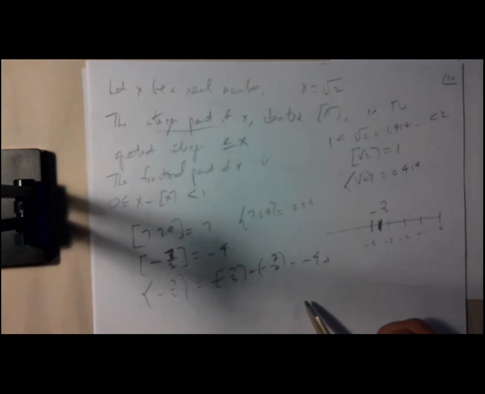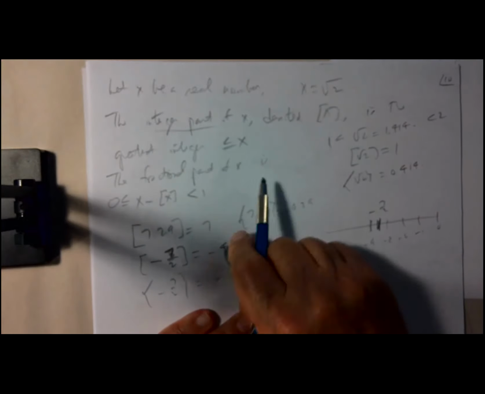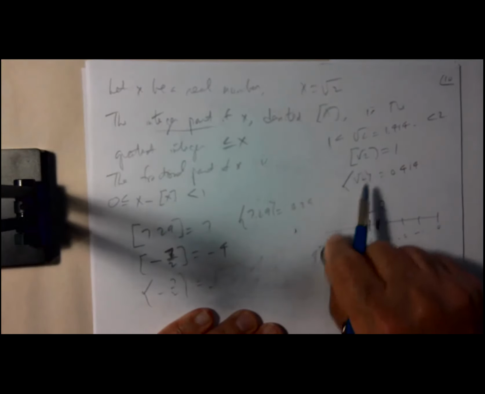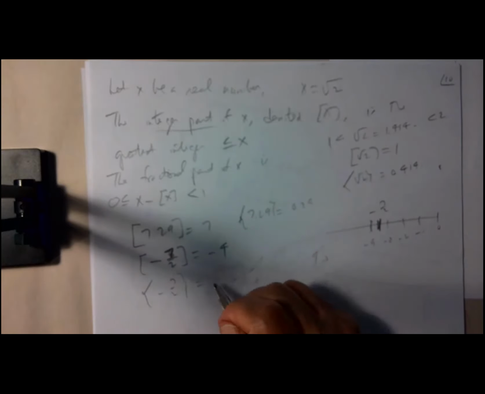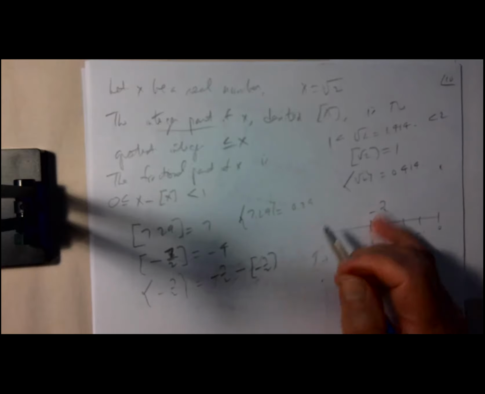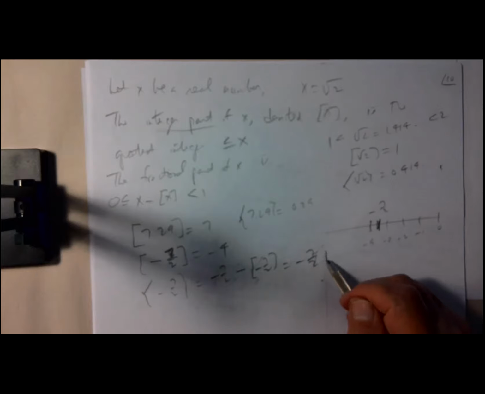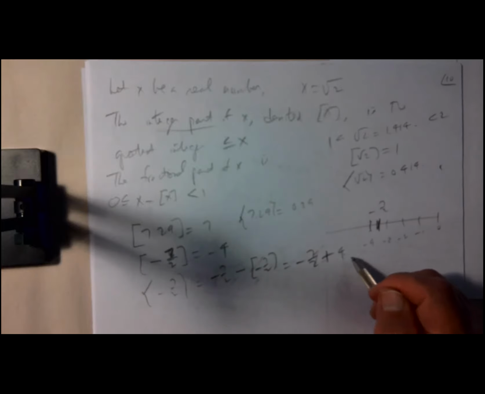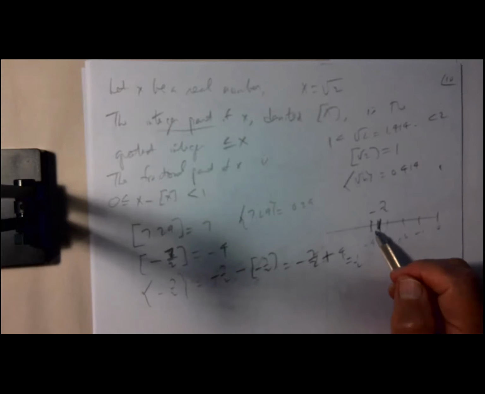Oops. Sorry, the fractional part is the number when you take away the integer part. So it's -7/2 minus the integer part of -7/2, which is -7/2 plus 4. That's 4 minus 3.5. That's a half. Right? So for -7/2, the integer part is -4 and the fractional part is a half.